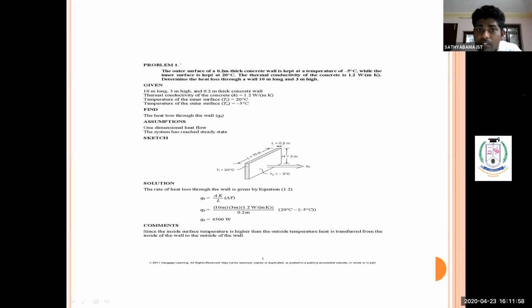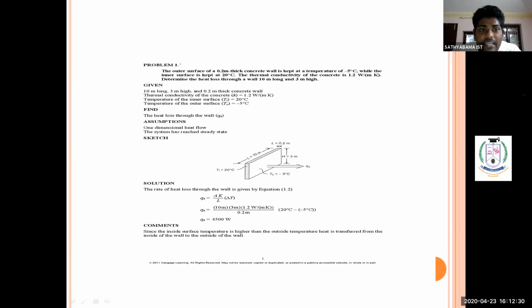The inner surface is kept at 20 degrees Celsius, and the thermal conductivity of the concrete is 1.2 watt per meter Kelvin. Determine the heat loss. What is heat loss? What is the notation for heat loss? We need to find the value for Q. So I am using Fourier law of heat conduction. What is Fourier law of heat conduction? Heat conduction is proportional to area and temperature difference. So Q equals area times thermal conductivity times del T, that is the temperature difference T1 minus T2, divided by L.